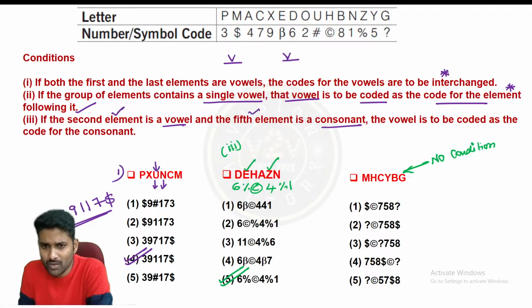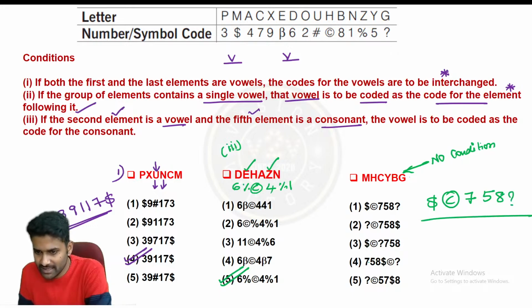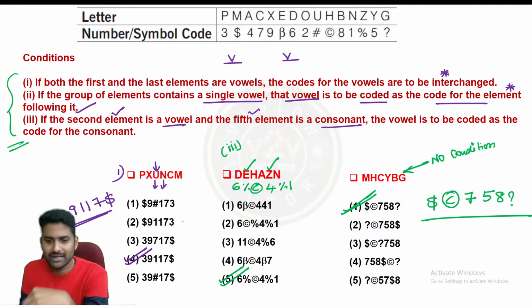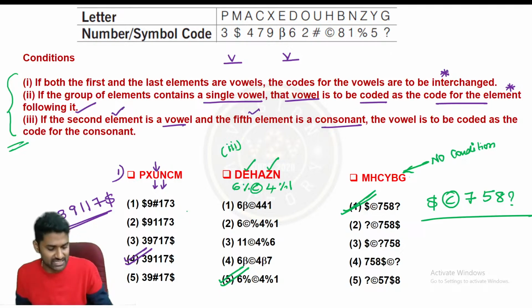If there is no condition, according to the code language, you have to consider the element. So M, what is the code language for M? Jollo. H, copyright. C, 7, Y, 5, B, 8, G, question mark. Oh, sorry, first we have a joller, then copyright, 7, 5, 8, question mark. Suitable answer is 1. It's all about your understanding. Once you understand this condition, you have to recognize in the given question which condition satisfies the information.